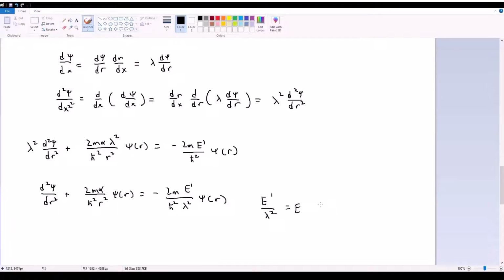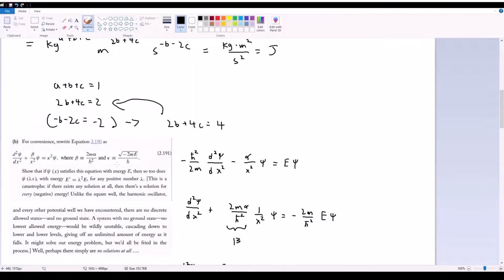So if e prime is equal to lambda squared e, then e prime over lambda squared is just e. So this is actually equal to d2 psi over dr squared plus 2m alpha over h bar squared times r squared times psi of r is equal to negative 2me over h bar squared times psi of r.